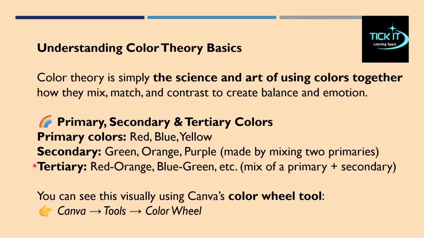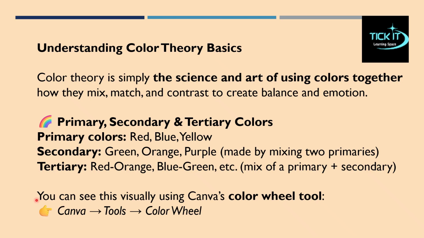So primary colors, you need to understand that these are standalone colors. Then when we move to secondary colors, these are made by mixing two primaries. So when you mix two primary colors, you get a secondary color. Then we have tertiary colors. This is achieved by mixing primary colors and secondary color. So primary colors are standalone colors, secondary colors are achieved by mixing two primary colors, and tertiary colors are achieved by mixing a secondary color and a primary color.